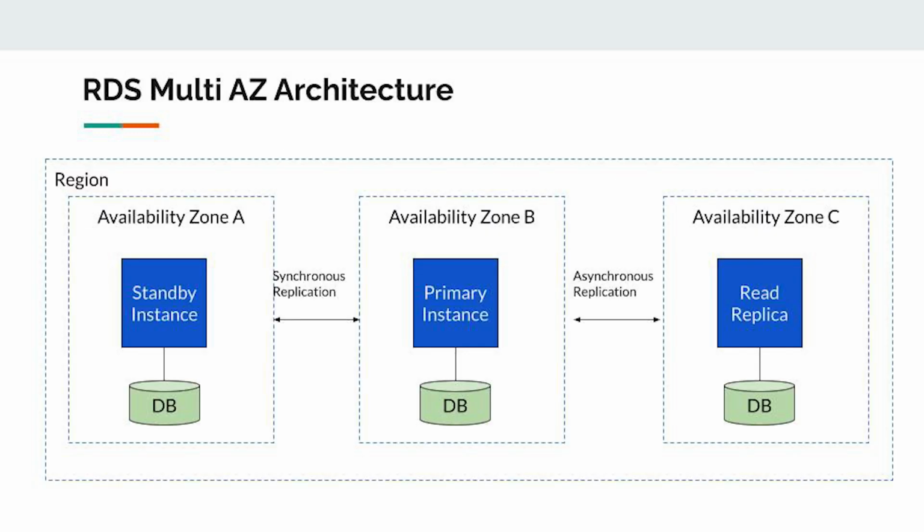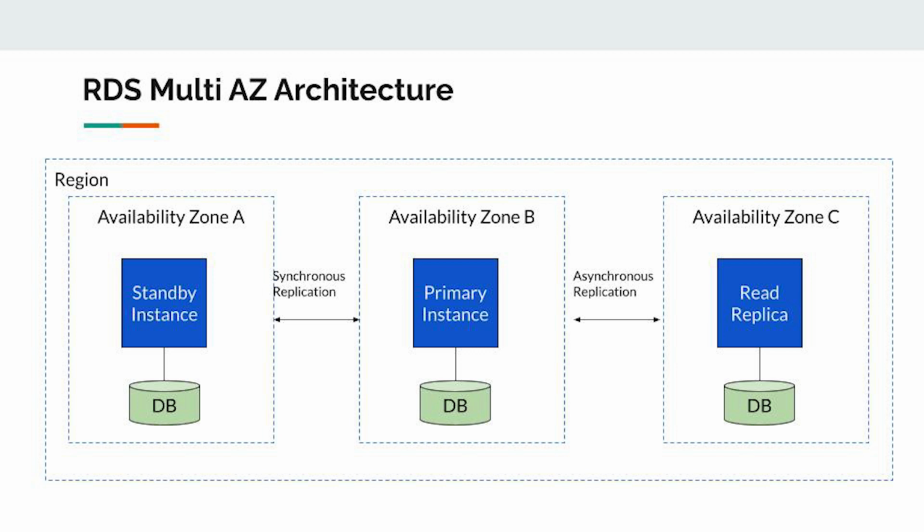Next topic, RDS multi-AZ architecture. A database in a single availability zone is vulnerable to failure. Therefore, you can deploy an RDS instance in multi-availability zones. With multi-AZ deployment, RDS creates the primary instance in one availability zone. In a different availability zone, RDS synchronously replicates a standby instance.